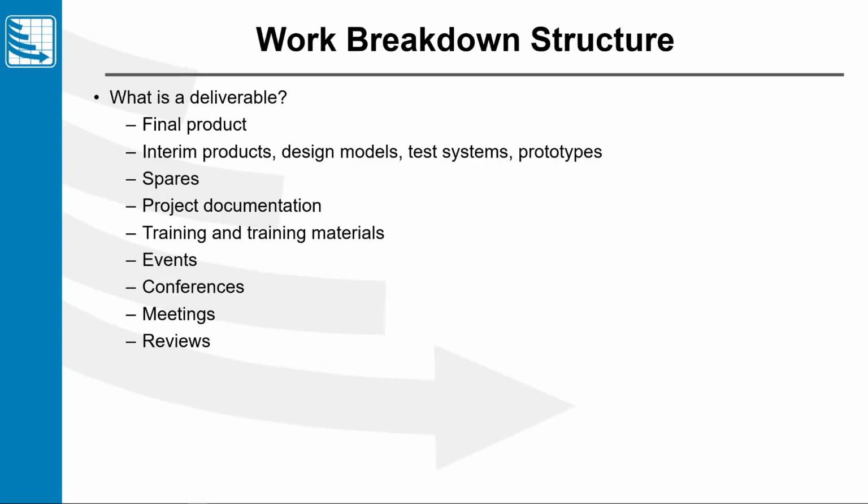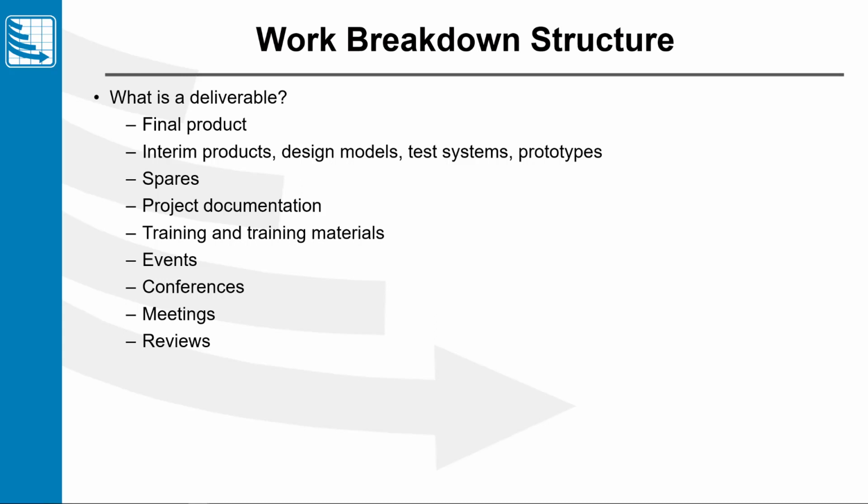So I said that this is a collection of deliverables. So what are deliverables? Well, we instinctively know that the final product, the thing that's going to the customer, that is a deliverable. But the WBS also covers those things that aren't going to the customer, that are going to be required to support the end deliverables, such as interim products. We may have to develop some kind of prototypes or design models to get an approved final design. We also have spares. We've also got documentation.